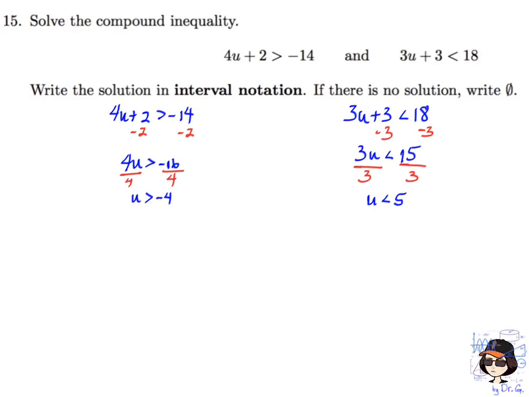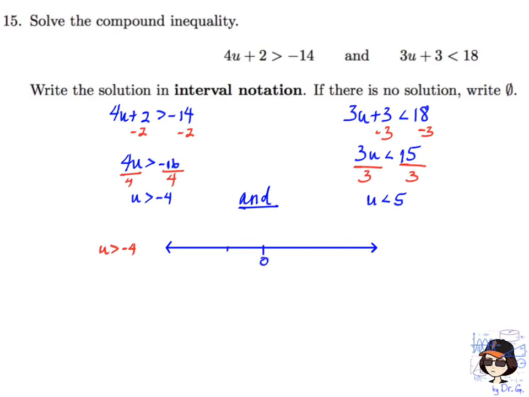And now we have to write it in interval notation. It could be a union of two intervals, an intersection of two intervals, but it's got to be interval notation, and it represents all the numbers that are greater than -4 and less than 5. So I suggest picturing it on a number line.